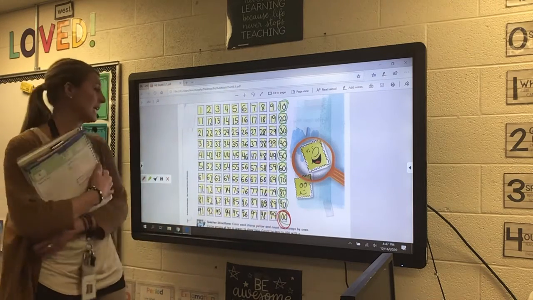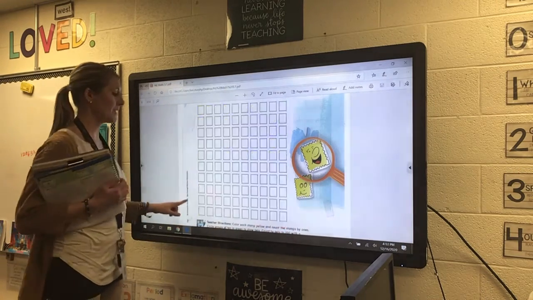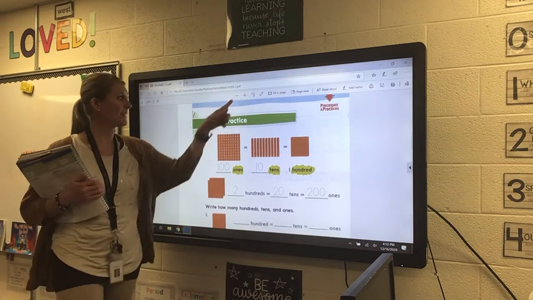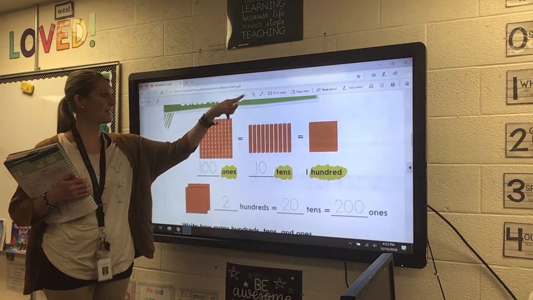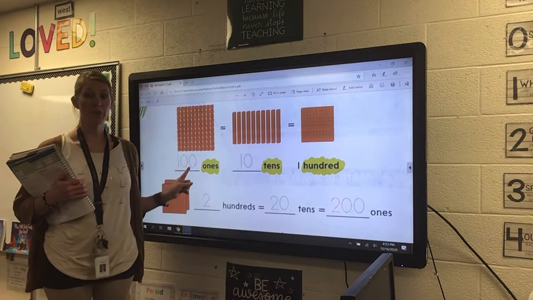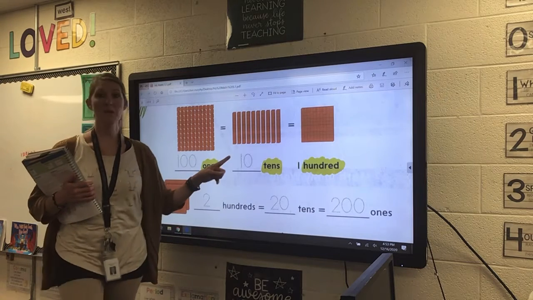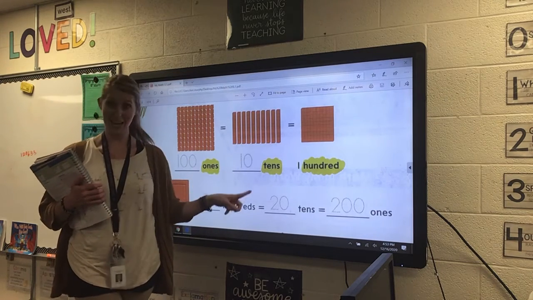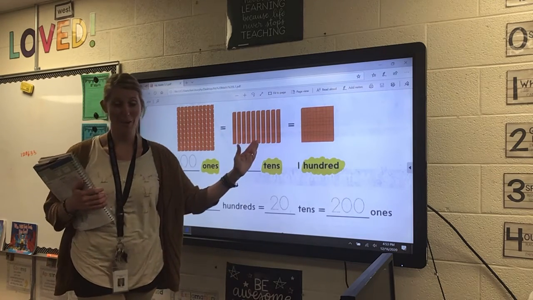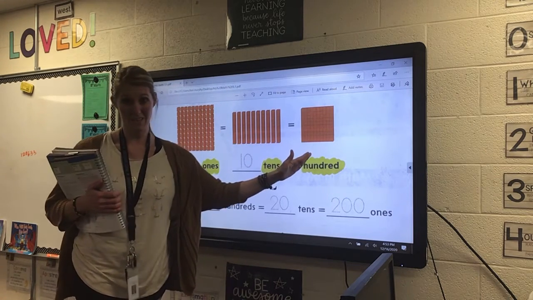If you are done with this page, let's move on to the next page. On the next page, at the top, the guided practice says, if you have 100 ones, that equals 10 tens. So 100 ones is 10 tens, or that equals 100.